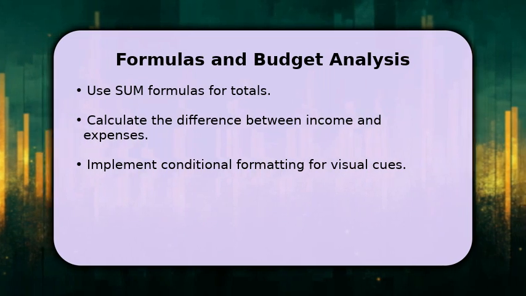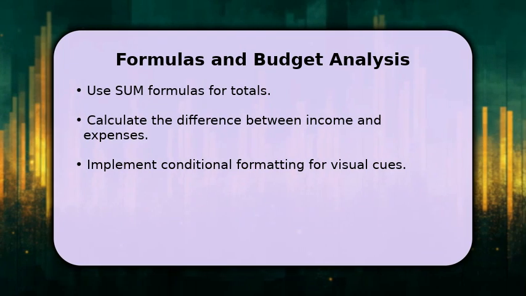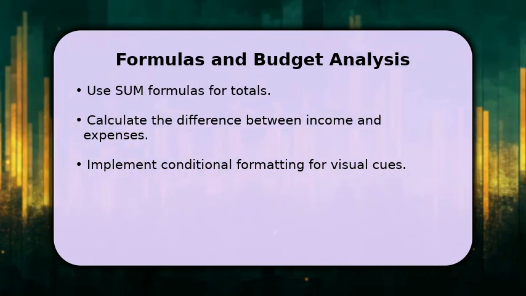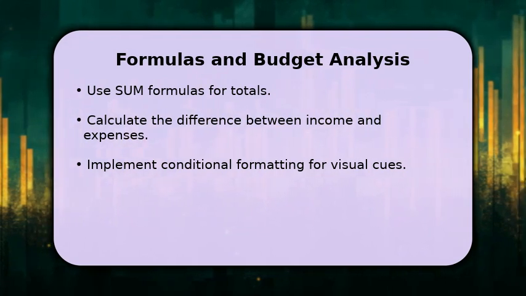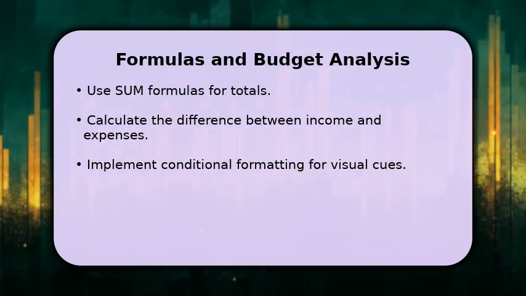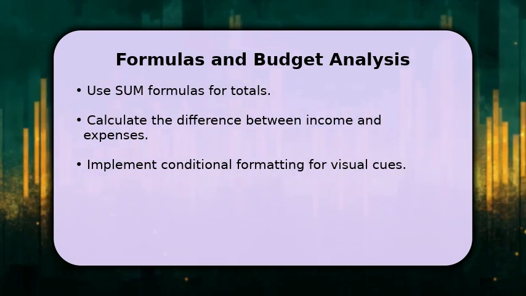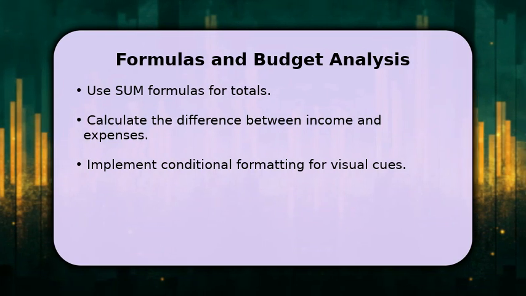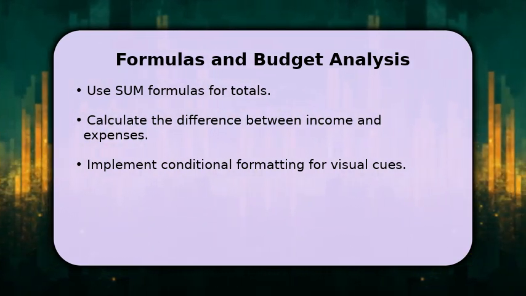Use the SUM function to total your income and expenses. Then, calculate the difference between your total income and total expenses to see your net financial position. Consider using conditional formatting to highlight overspending or savings visually. Review your budget at least once a month to make necessary adjustments, ensuring it remains a dynamic and effective tool for your financial goals.